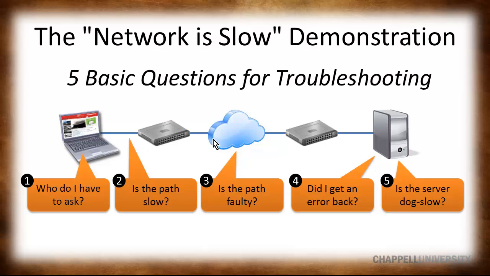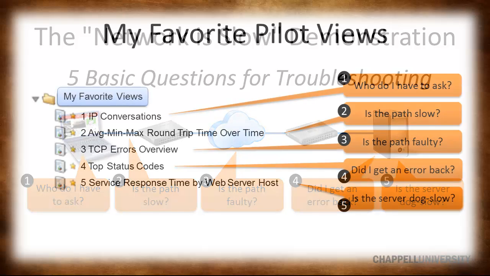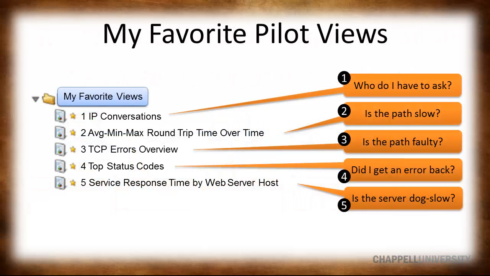So are packets being dropped somewhere along the path? If we did make it all the way to the server, then did we get an error message back? And that's where we look for things such as the dreaded 404 response code. Let's say we did get the message all the way to the server, and the server did reply back, and it's not an error, but was it slow? Is the server dog slow? So these are the 5 basic questions we're going to answer, and we'll use Pilot to answer those questions.